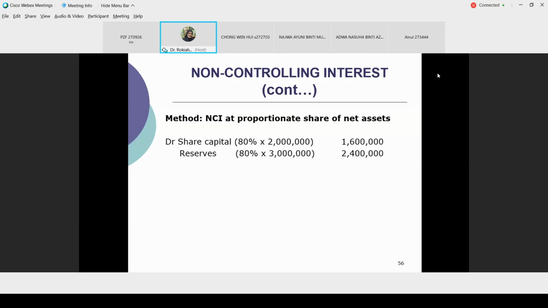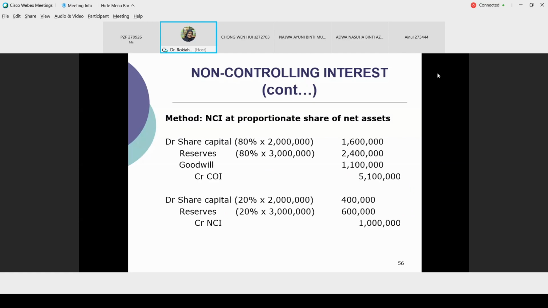Okay, so to prepare a journal entry, the first journal entry here is using the NCI at the proportionate share of net asset. So the share capital, this one is for the parent. For the parent, the COI here is 5.1. The total share capital in the subsidiary is 2 million, so 2 million times the parent's share of 80%, you're going to have 1.6 million. And then reserve, 80% times 3, so 2.4. And then goodwill here is 1.1. So you total up here, and the goodwill balance is 1.1.